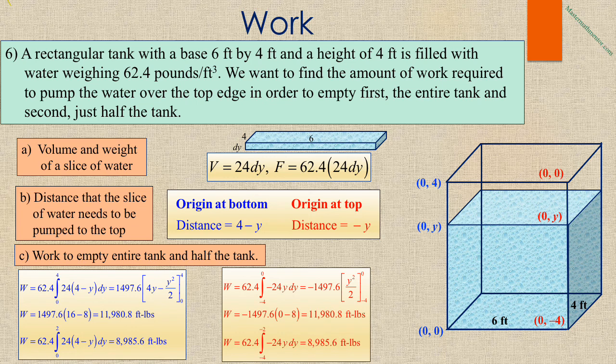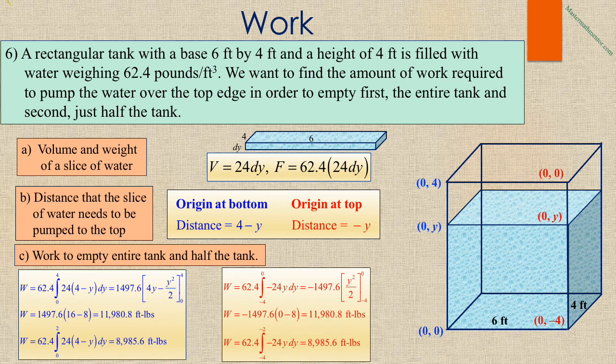If we only want to empty half the tank, we integrate from negative 4 to negative 2. When y is negative 4, the distance is negative y, and we have to pump out from the bottom to the top a distance of 4. When y is negative 2, the distance is only 2. So we still get 8,985.6 foot-pounds.